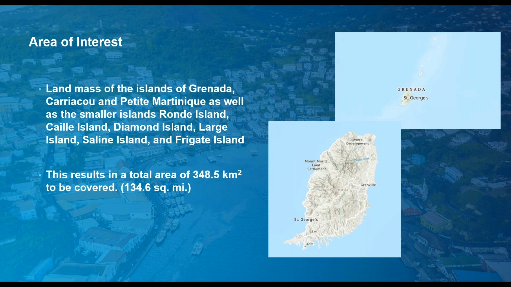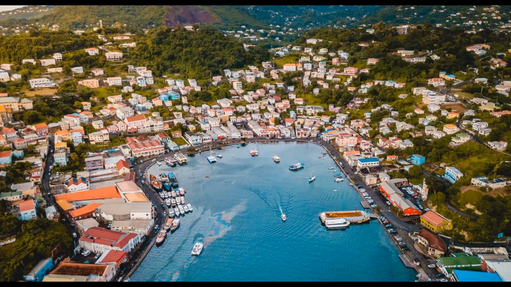The total area is 348.5 kilometers squared. It's not a big area. It's about the size of the greater Baltimore metropolitan region. If you're from the U.S., that'll give you an idea of the size. They've got a good sized population there. Their capital is in St. George's. And this is what it looks like there.